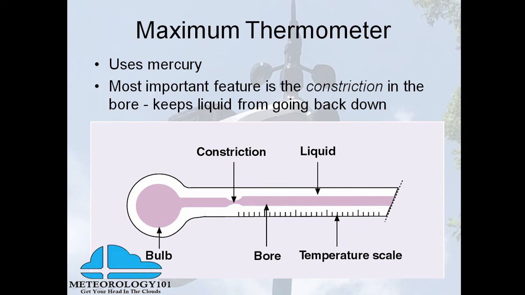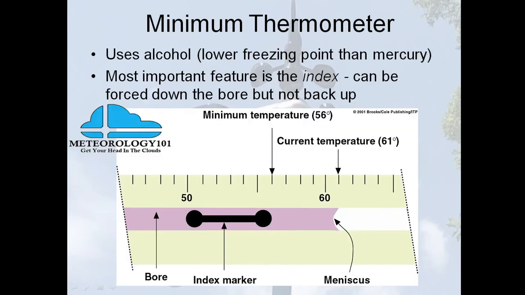So the maximum thermometer uses mercury. It has a restrictor, a constricted area. As the temperature rises, it pushes through that constriction, and then it will not just drop back down to the bulb and lower the temperature right away. So these were used like in doctor offices years ago. You'd see them shaking the thermometer. They would shake that mercury back to the bottom of the thermometer, and then they would check your temperature, and when they pulled it out, it wouldn't start dropping immediately, so they could get a good read on that temperature.